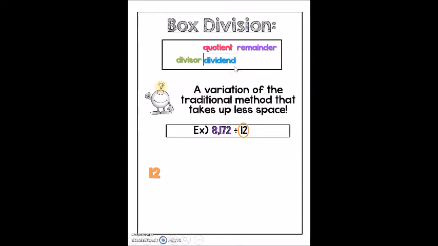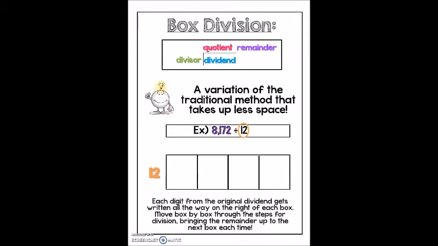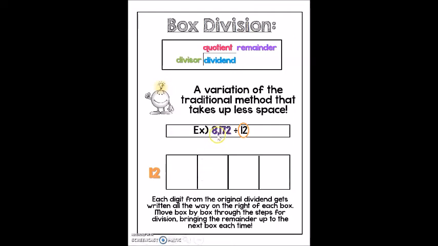But this time, this is where it looks a little different because our work is going to be organized into one large rectangle. Inside that rectangle, I'm going to split it up into the same number of smaller sections as there are digits in my dividend. So since I have a 4-digit dividend, I need to split that rectangle into 4 smaller sections. Now I'm going to write each digit from this dividend all the way on the right-hand side of the box. Then I just move step by step through each of the boxes like I would with the traditional method.